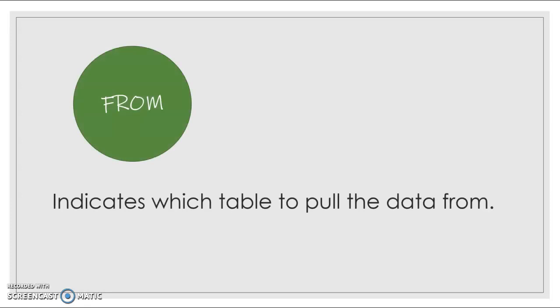So the keyword from allows us to indicate which table we want to pull the data from. If we have a database with a lot of tables in it, from would allow us to select the particular one. So if we had an employee database and we wanted to go to the table that was hire dates, we would select that table, hire dates.